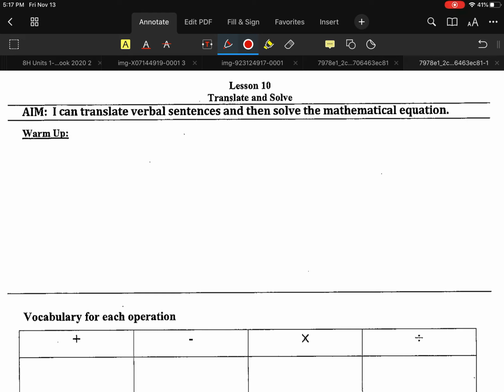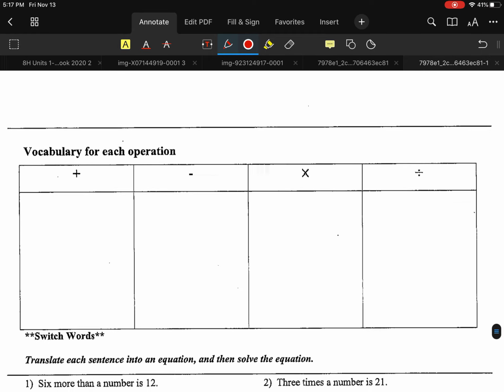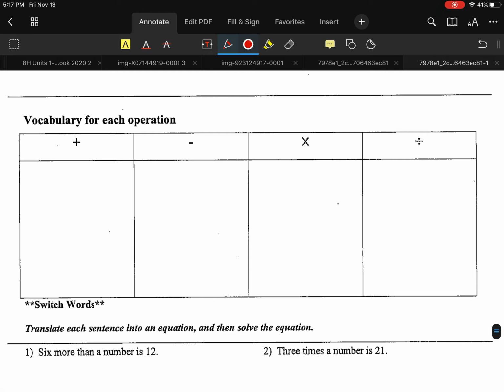Lesson 10, the last lesson of the equations unit. You guys have really done a great job in this unit. We are going to translate verbal sentences, just like we did with expressions, but now we're going to do it with mathematical equations. So, just a quick vocabulary review.